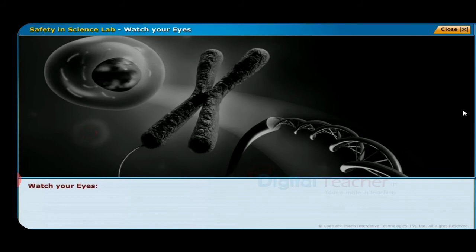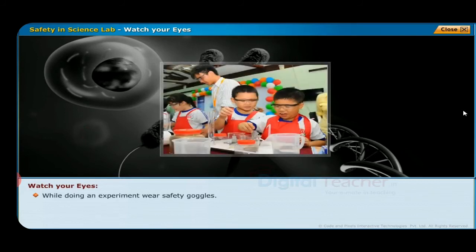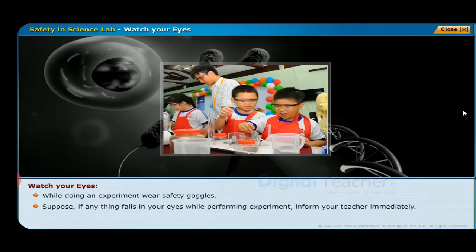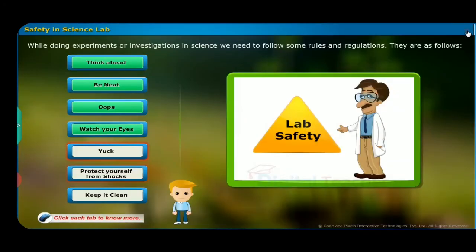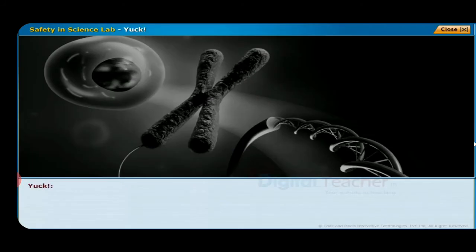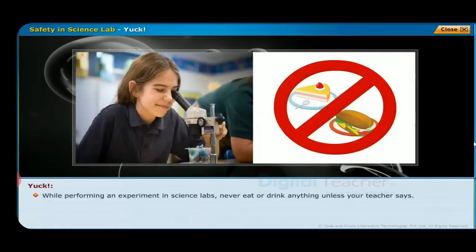Watch your eyes. While doing an experiment, wear safety goggles. Suppose anything falls in your eyes while performing an experiment, inform your teacher immediately. Yuck! While performing an experiment in science labs, never eat or drink anything unless your teacher says.